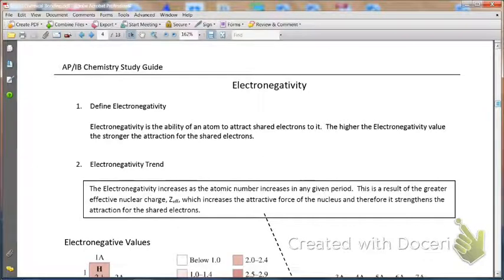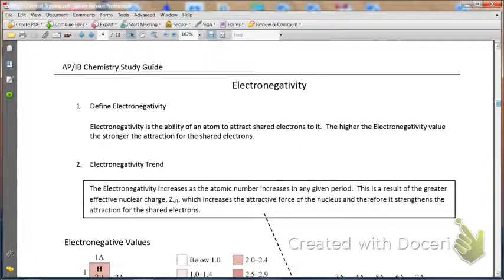Alright, we're going to go ahead and get started with our next lecture video on electronegativity. Let's first start out with defining what electronegativity is. Essentially, you can think of electronegativity as the ability of an atom to attract shared electrons to itself.